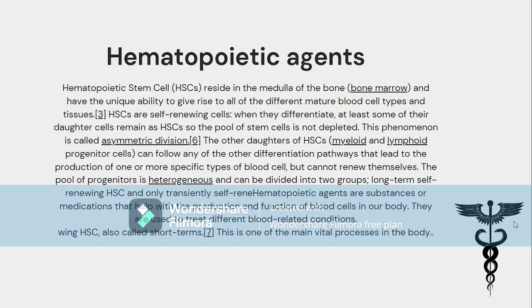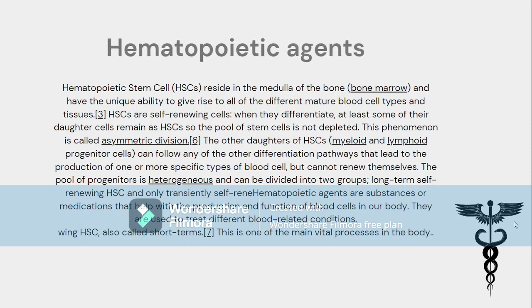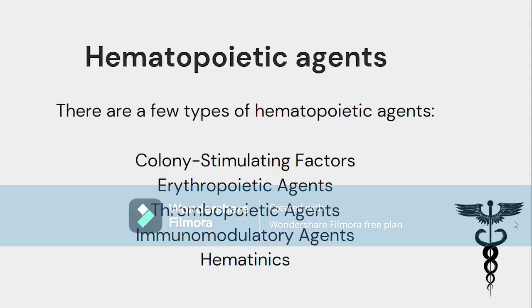Next is the immunomodulatory agent. Some agents can affect the bone marrow and help produce more blood cells. They are used in the treatment of certain blood-related cancers. Lastly is hematinics. This substance promotes the production of hemoglobin and aids in the formation of red blood cells. They are used to treat conditions like iron deficiency anemia.